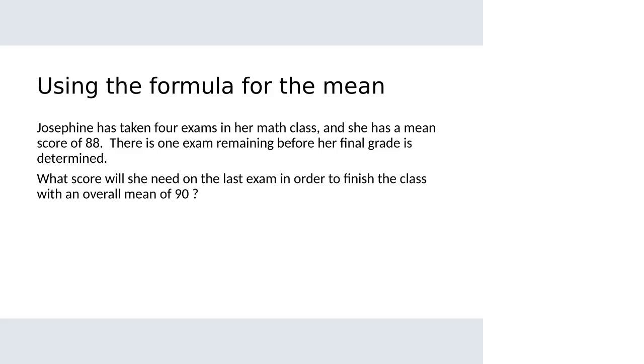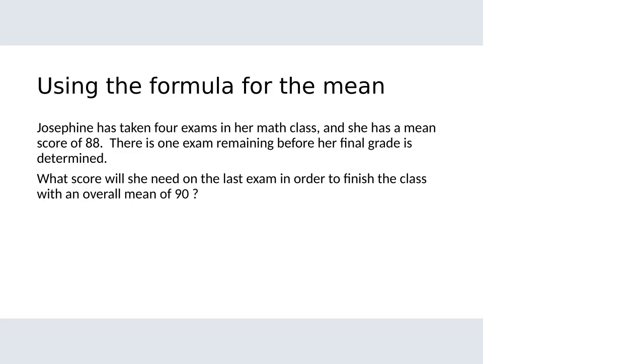So what's going on here is this. We're almost to the end of the semester. Josephine's taken 4 exams in her math class, and her mean is 88. There's 1 exam to go, and she wants to finish with an A. She wants to get her overall mean to be 90. What score does she need on that last exam to get a 90?